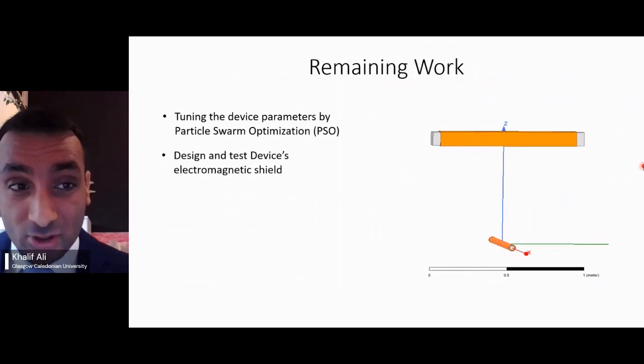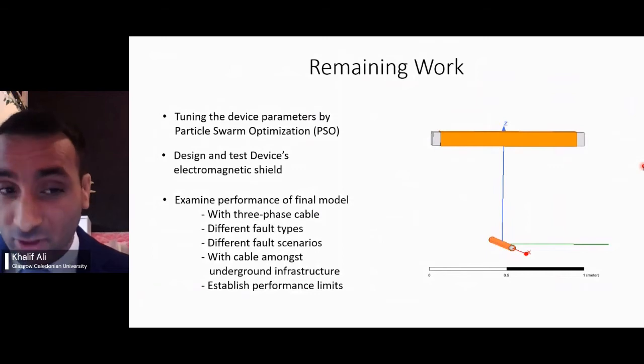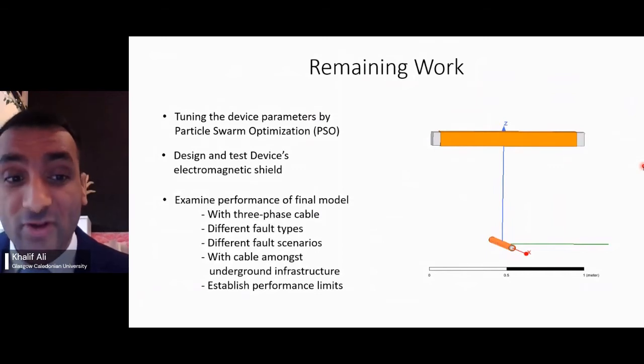The next part of the remaining work is to design and test the device's electromagnetic shield, and to examine the performance of the final model with a three-phase cable, with different fault types, with different fault scenarios, with the cable amongst other underground infrastructure, and to establish the performance limits of our device.